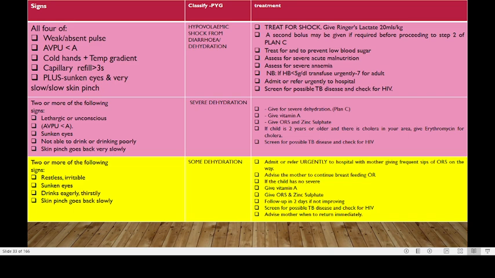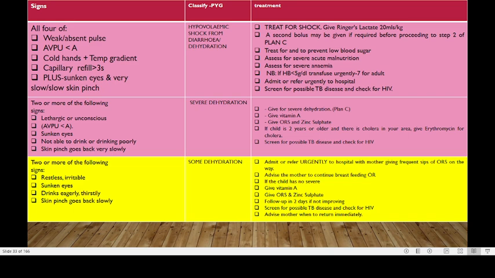They could be presenting with cold hands and increased capillary refill, plus either sunken eyes or very slow skin pinch. For such a patient, you need to treat for shock. So you give them Ringer's lactate 20 mL per kg. Then a second bolus may be given if required before proceeding to step 2 of Plan C. Otherwise, you also need to treat for and prevent low blood sugar.